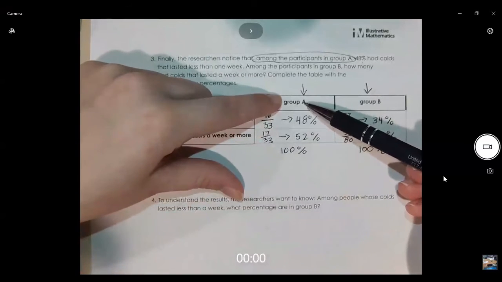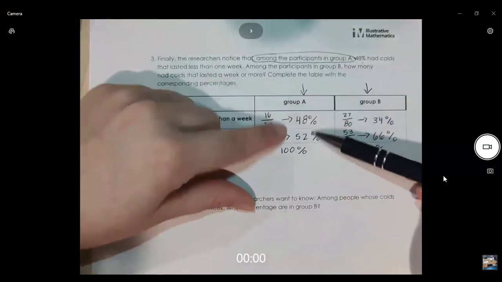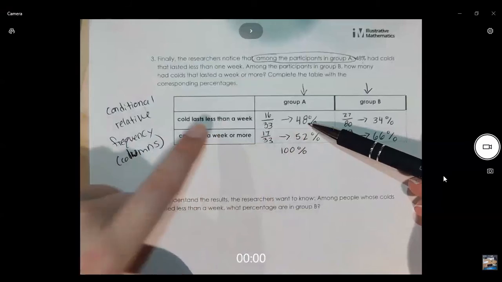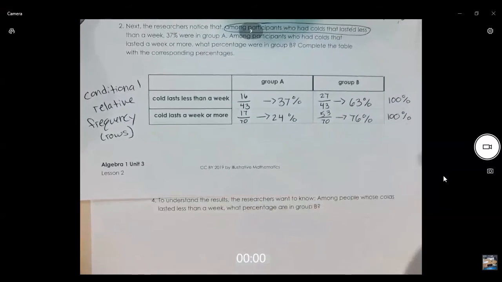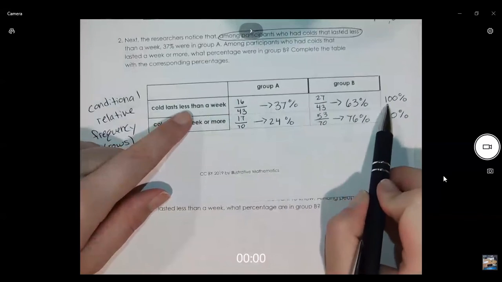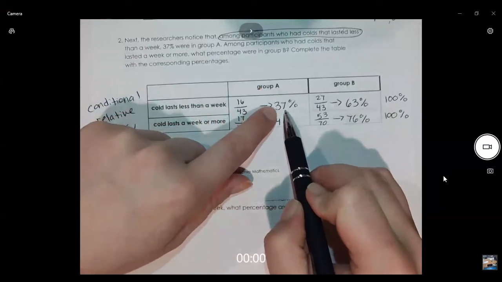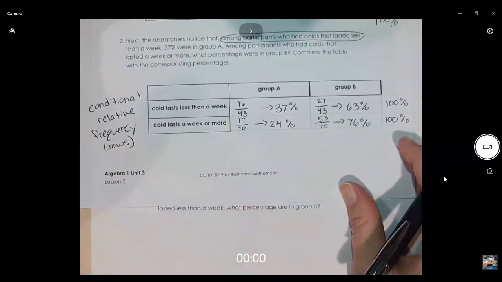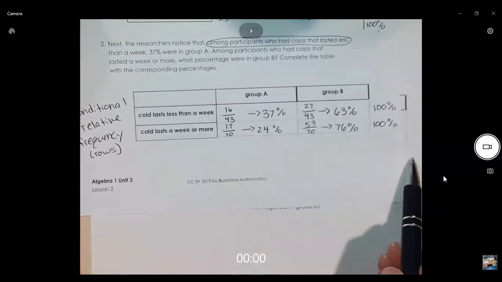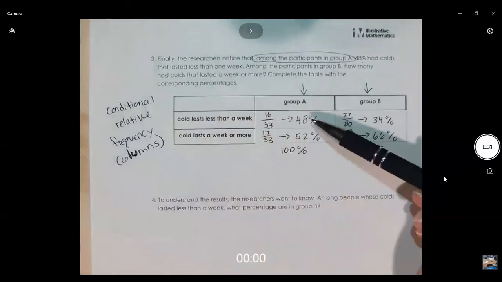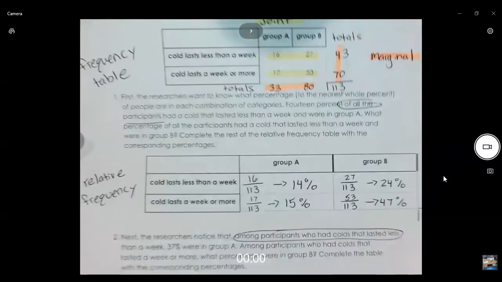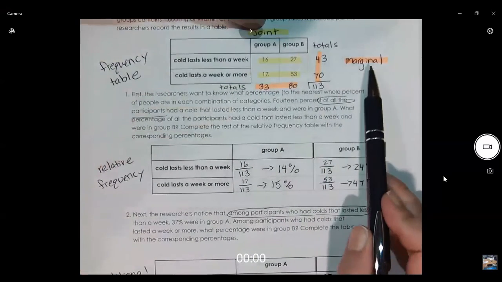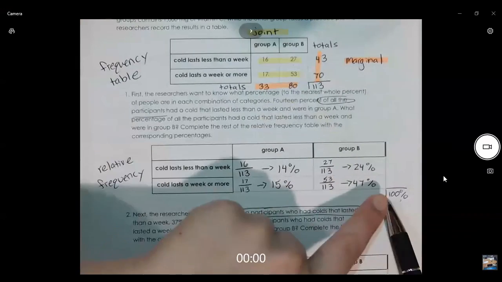So we know that out of our total of people who are in group A, so if you're in group A, 48% of them had a cold that lasted less than a week, which is different than over here. This one says, if you had a cold that lasted less than a week, then 37% of you are in group A. So it's a little tricky depending on the totals that you're looking out of. So you can look out of your rows for conditional, you can look out of your columns for conditional, or you could just have a general relative frequency table that deals with the joint and the marginal numbers out of your total.